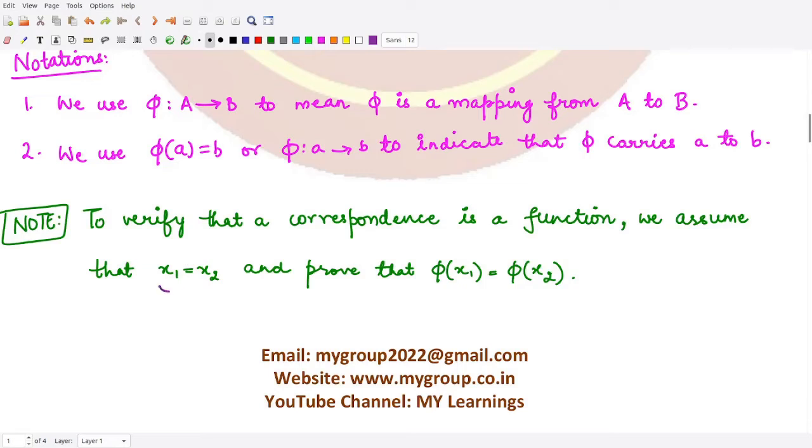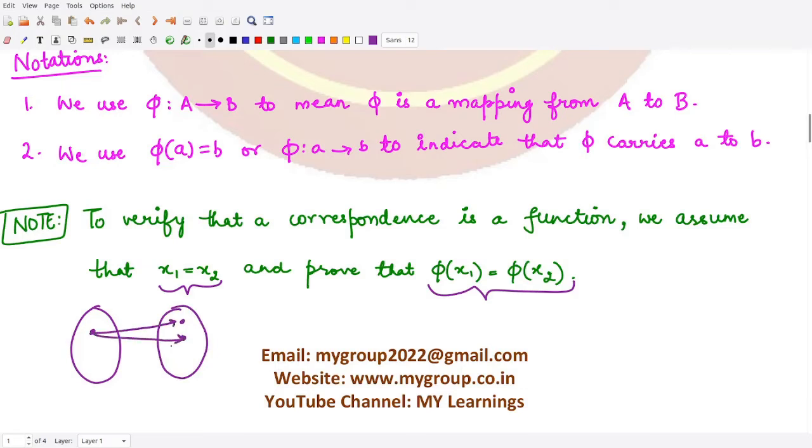We take two elements as equal and we see whether their images are also equal to each other or not. Now what does this mean? It means that you are not taking two different elements, you are taking exactly one element. Now if one element will give you two different images, right?